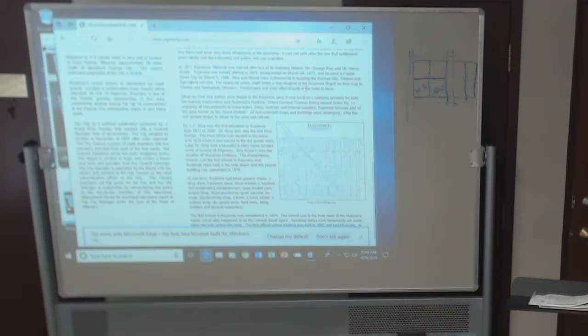And Ray and Moore were instrumental in building the Kansas City, Clinton, and Springfield Railroad. And they just named it Kansas City, Clinton, so it's probably called the KCS. But it stopped in Raymore. And passengers and crew often stayed at the hotel in town. I didn't even know there was a hotel in Raymore.